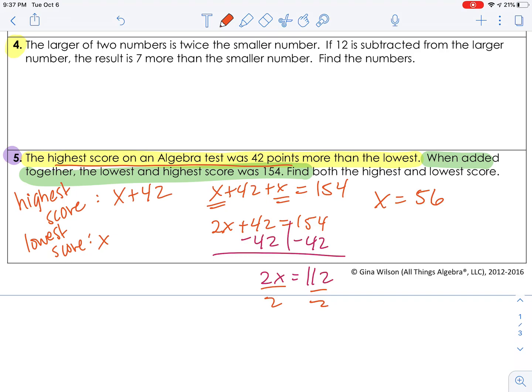Okay, so we're pausing again. What is x? X is the lowest score. So the lowest score made on the test was a 56. How do we find the highest score? We found the highest score by adding 42 to 56. 42 plus 56 is 98. So the lowest score on the algebra test was a 56 and the highest score was a 98.